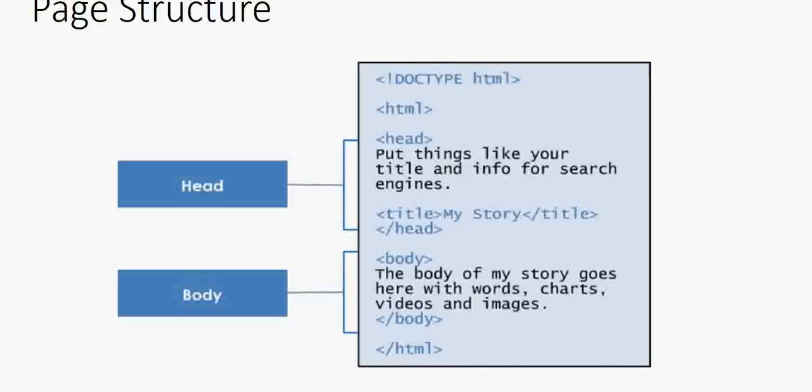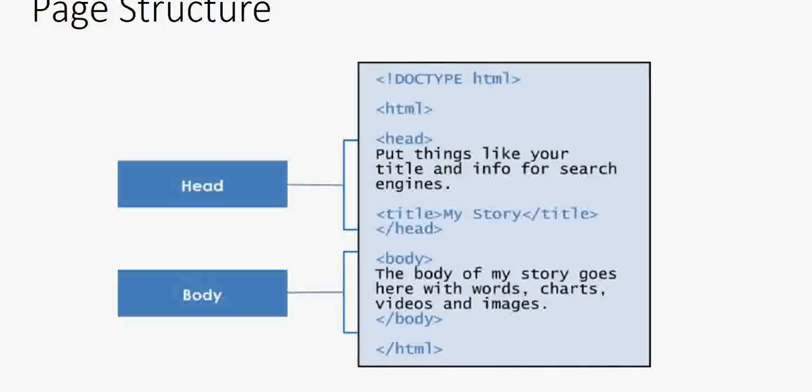So every HTML page has a particular structure. It starts with a doctype, and we'll talk about that a little later. Notice that it's a comment tag. And then the next thing is an HTML tag. And you'll notice down at the bottom there's an ending HTML tag. So these are container tags, and everything in between them is processed by the browser.